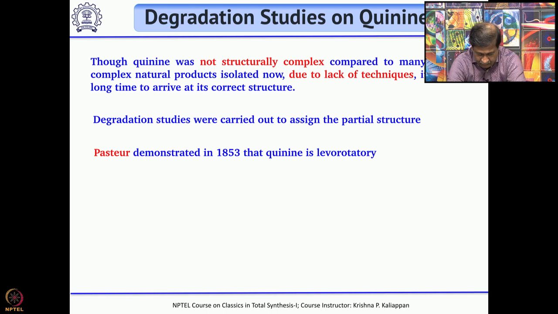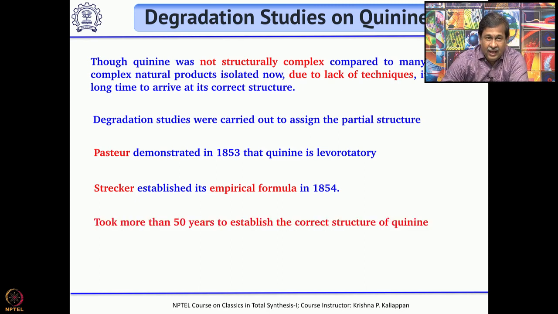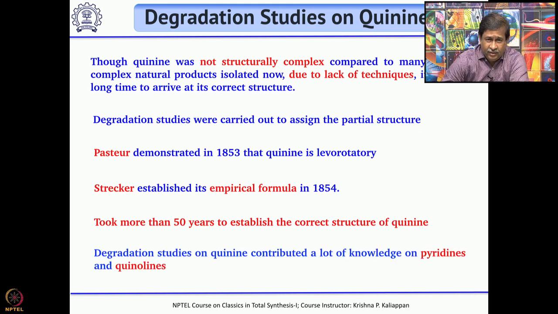So, in 1853, Pasteur reported that quinine is levorotatory. A year later, Strecker established the correct empirical formula. Then it took about 50 years. In 1907, Paul Rabe proposed the correct structure of quinine. During this period, though the synthesis of quinine was not accomplished, a lot of effort was focused on the synthesis of pyridines and quinolines. So much literature has gone into the synthesis of pyridines and quinolines.